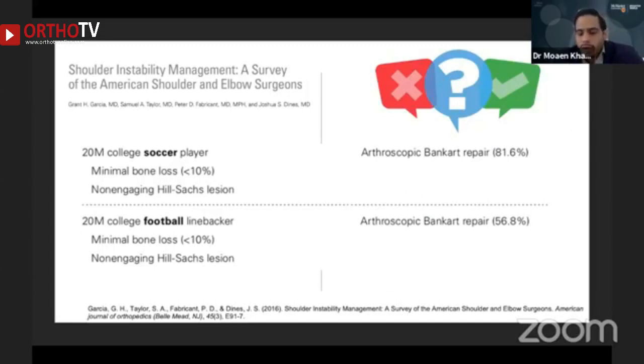There is no gold standard treatment option. These are different survey studies that have been done of surgeons. This is a survey of the ASES group, and they found that, again, there was no consensus with how certain players should be managed when they have minimal or some mild degree of glenoid bone loss.